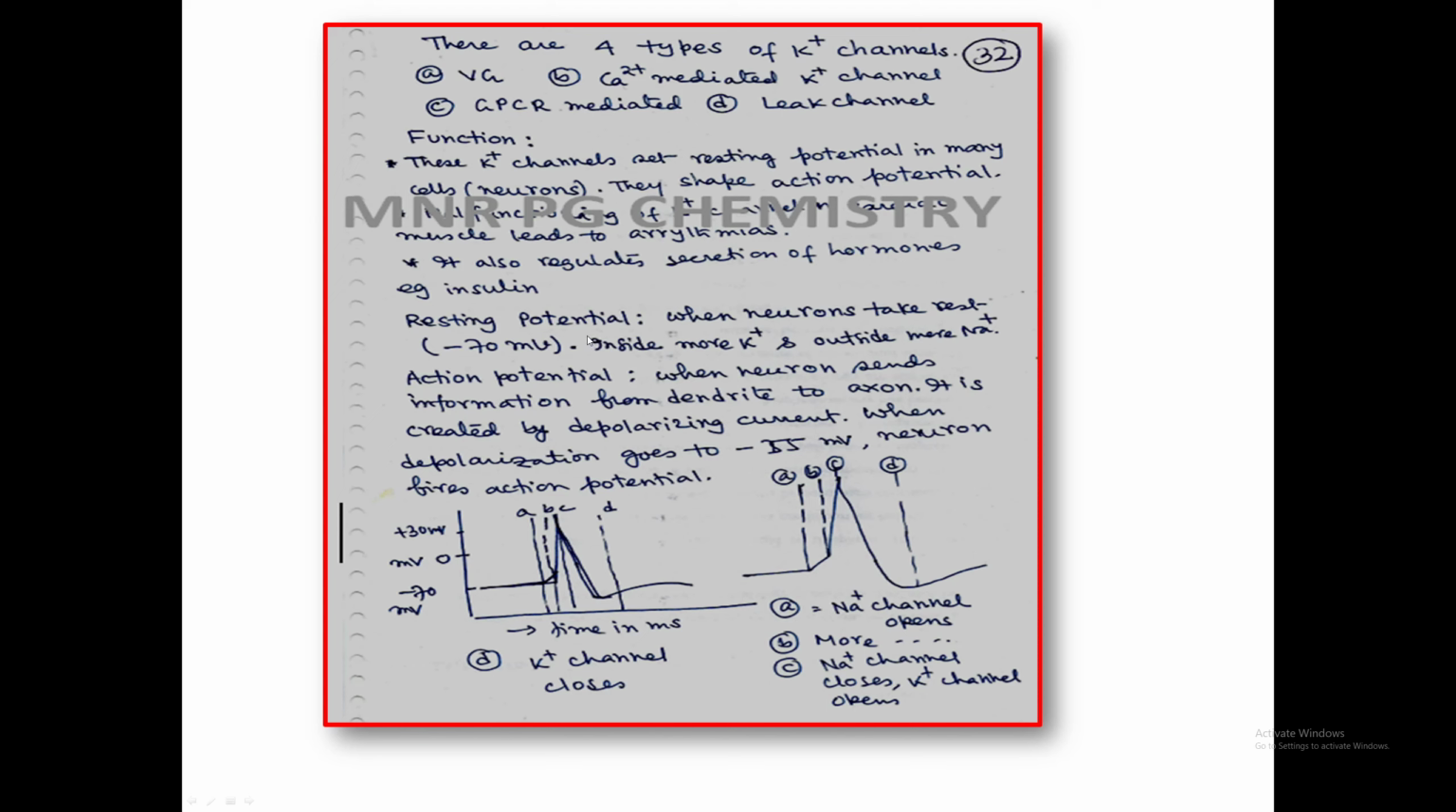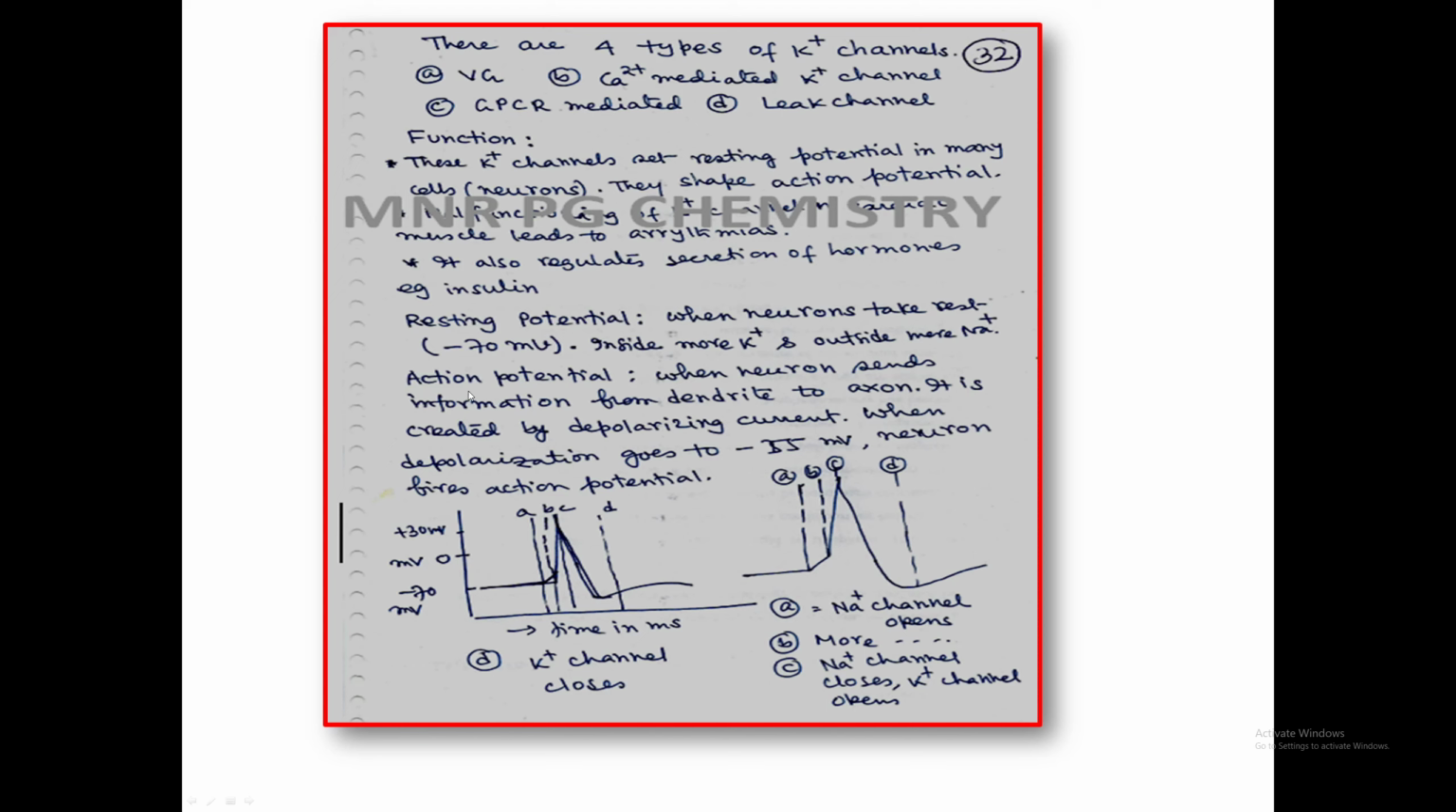Now, the resting potential means when neurons take rest, that is minus 70 millivolt. So inside more potassium and the outside more sodium ion gets accumulated. So that is minus 70 millivolt, and at that time neurons take rest. So minus 70 millivolt is the resting potential.